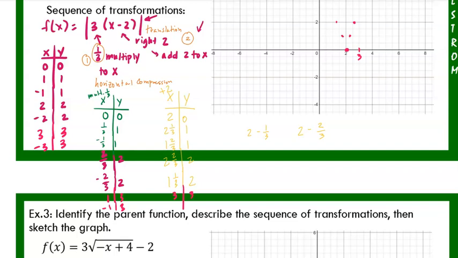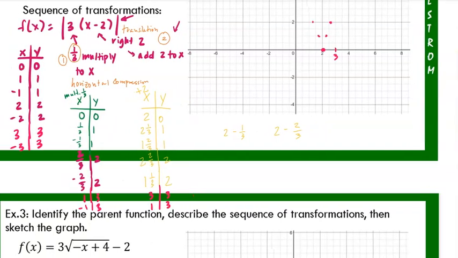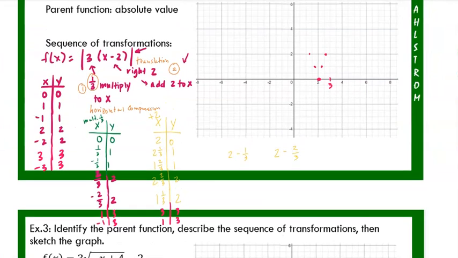And then 3, 3, 3, and 1, 1, 3. So 3, 3, and 1 and 3. There we go.